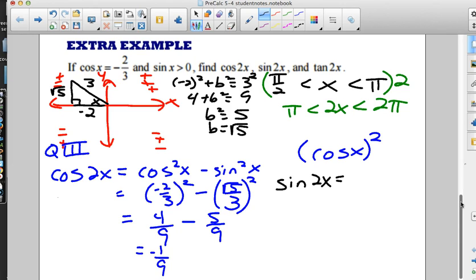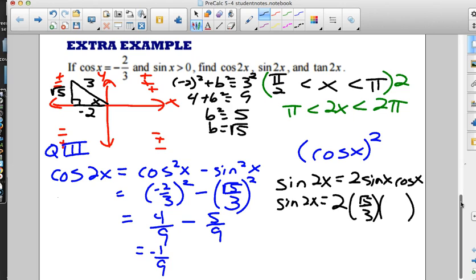We need a formula. Well, there's only one up there. 2 sine of x cosine x. Good news. We already know what sine of x and cosine of x are. We just used them in the last one. So we'll have 2 times sine of x, square root of 5 over 3, times cosine of x, negative 2/3.